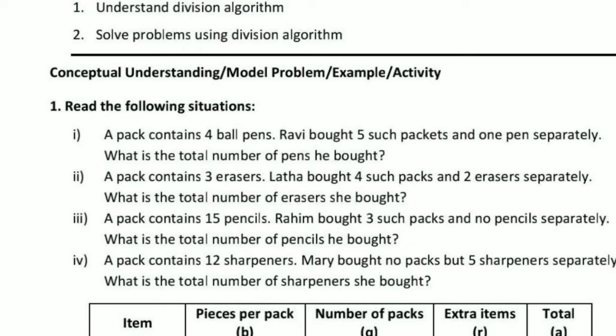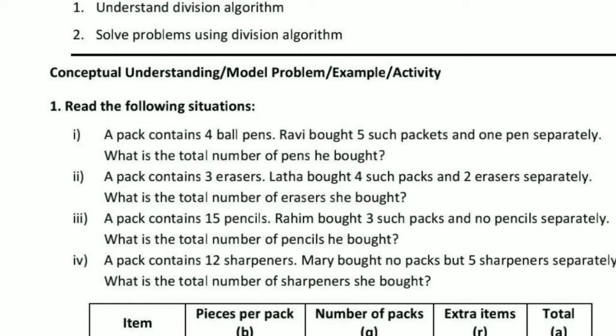The first situation is: a pack contains 4 ball pens. Ravi bought 5 such packets and 1 pen separately. What is the total number of pens he bought? And the second situation: a pack contains 3 erasers. Lata bought 4 such packs and 2 erasers separately. What is the total number of erasers she bought?